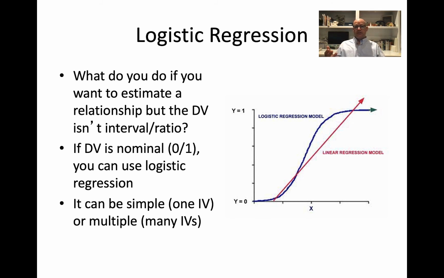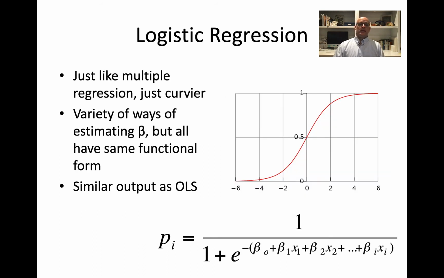Now, logistic regression operates really similar to ordinary least squares, but it does different things. So if you look over here on the right, a linear regression predicts a straight line, but a logistic regression model predicts whether or not it's 0 or 1. And because of that, you can use a linear regression, but it's going to violate some of those assumptions. So the better way to do it is use logistic regression. Sometimes it's called Logit. It works where the dependent variable is nominal. So it's just like multiple regression, except it's curvier.